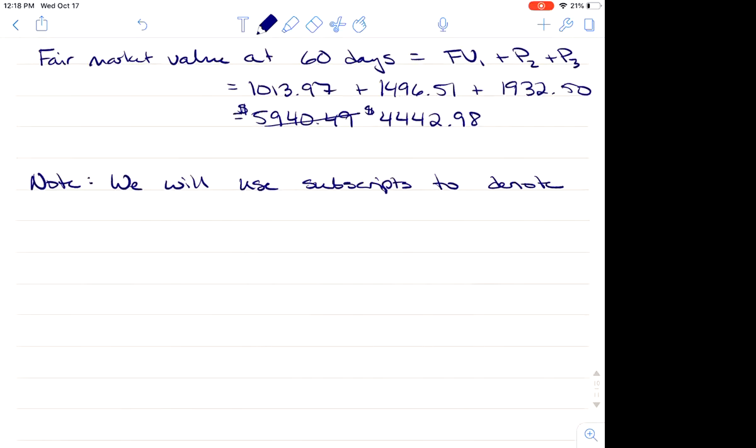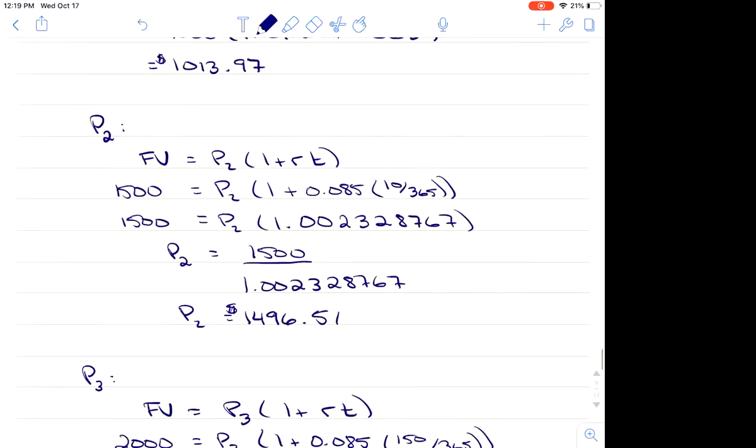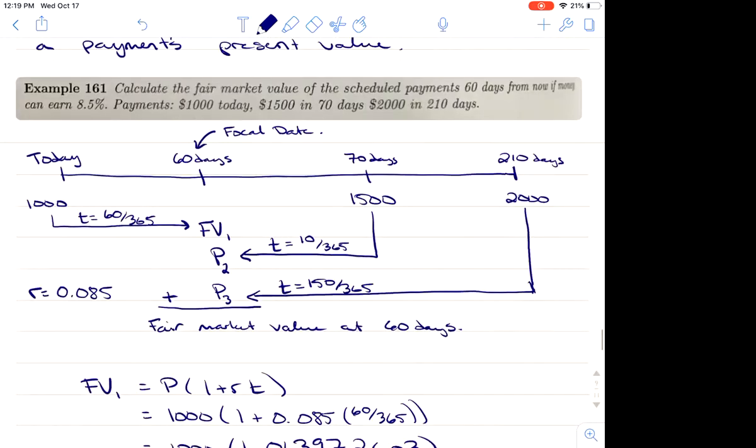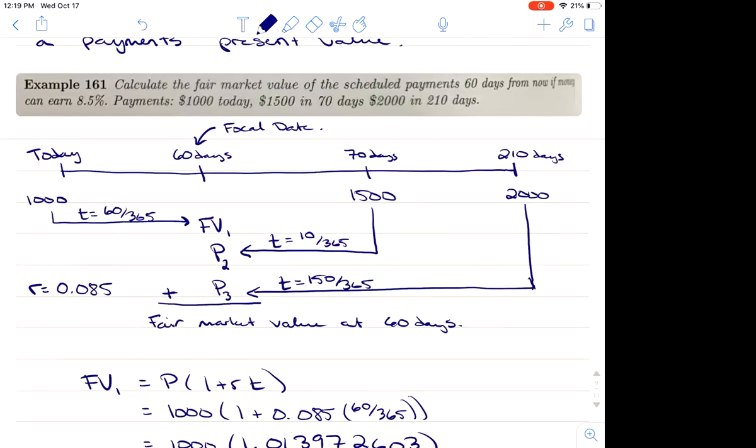So to denote the order of our calculations, we have the FB1, P2, P3. Those are subscripts. 1, 2, 3.